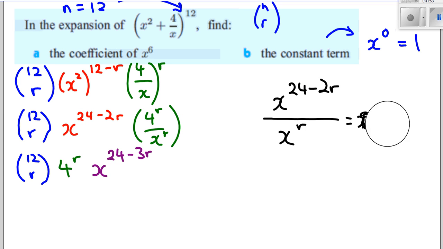Yeah, that's a good point. Maybe if it helps, write that as a fraction over 1. So that becomes x to the 24 minus 2r minus r, which is how you got x to the 24 minus 3r. I'm just writing so big that I know I'm going to run out of space.